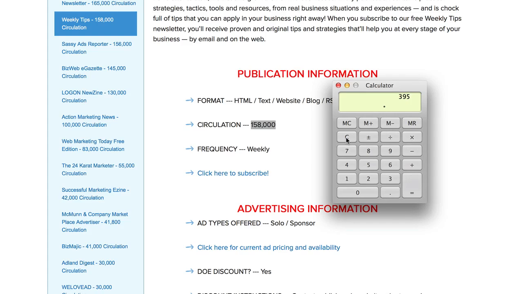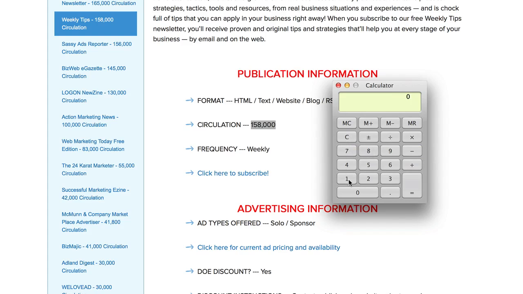Normally, of the people who open the email, generally what we see is anywhere from 15 to 25% click-through rate. That's the general rule of thumb. But let's be ridiculously conservative and say 5% and 5%, so 395 people actually get to your landing page. Let's say 30% of those people subscribe, which is pretty average. You're looking at about 118 subscribers.